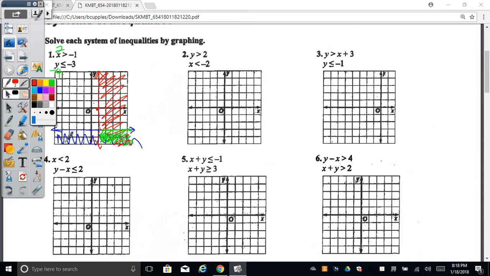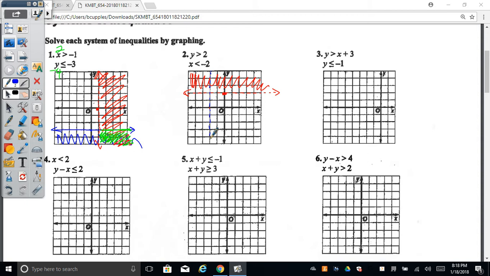Y is greater than 2. Well, if I go up to 2 on the y-axis, greater than would be a dotted line. Dotted line, there you go. All right, greater than would be up in here. X is less than negative 2. So if I go to negative 2 on the x-axis, let's change colors here so we can see this a little bit better.